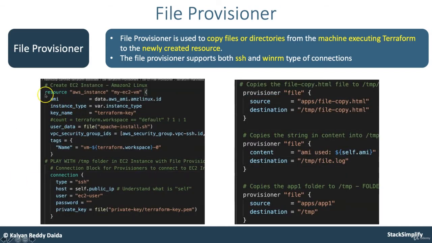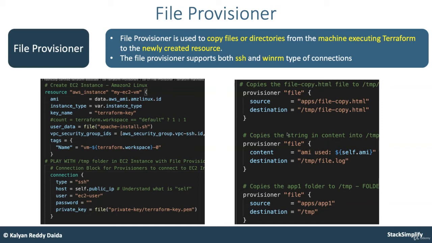This is the EC2 instance resource, and inside it we have the connection block which we discussed, and here you can find the file provisioner. We have provisioner file, then the source from your local machine, and the destination location to which you want to copy the file. You can copy an independent file, or you can copy text into a file and create that in the remote machine, or you can copy an entire folder. Different options are available in the file provisioner, which we will discuss in detail and implement in the practical example.